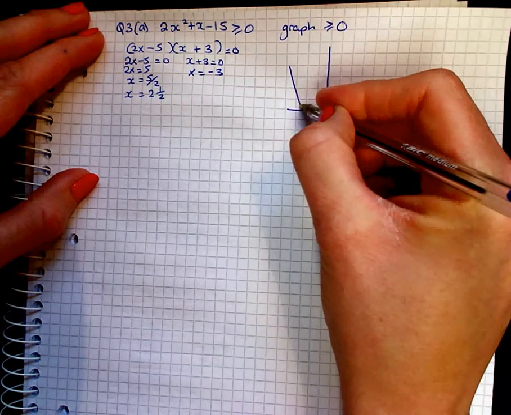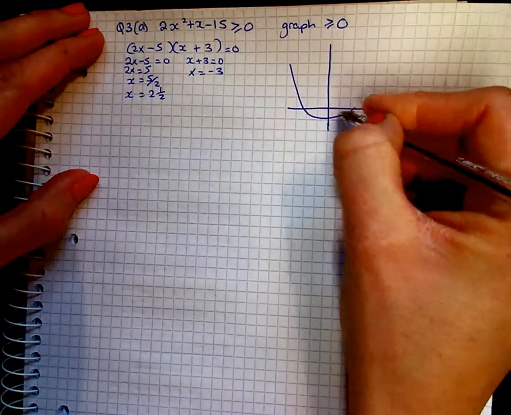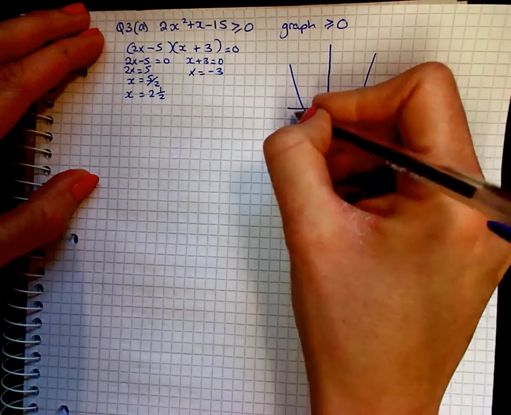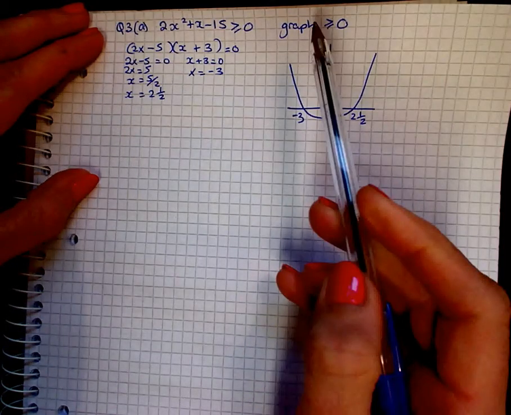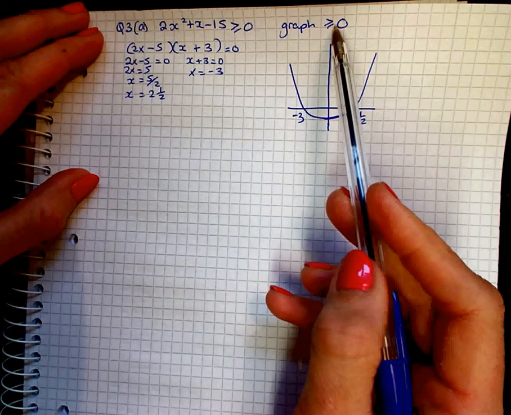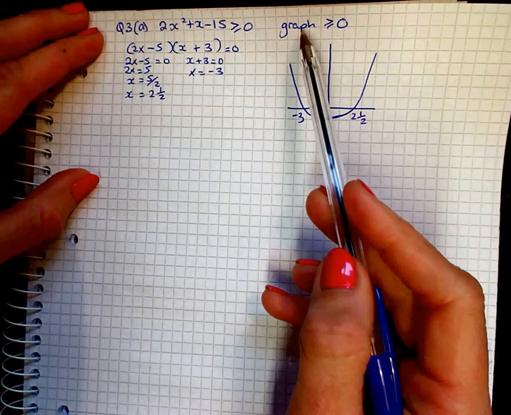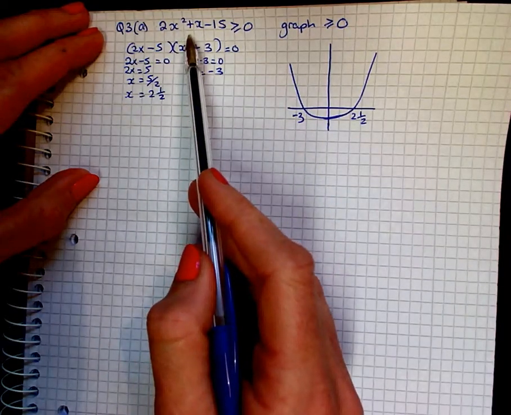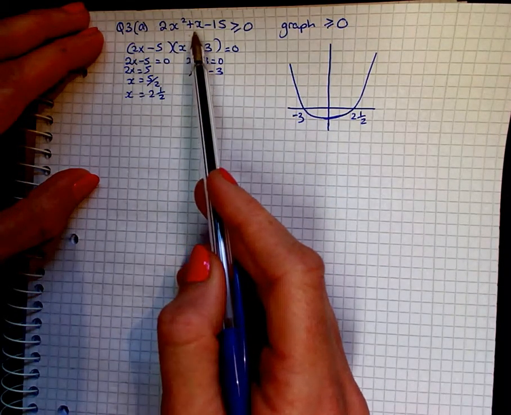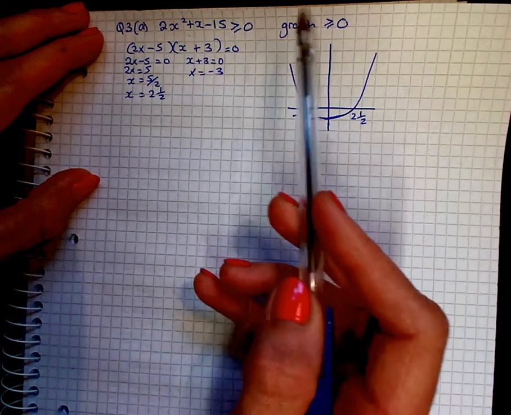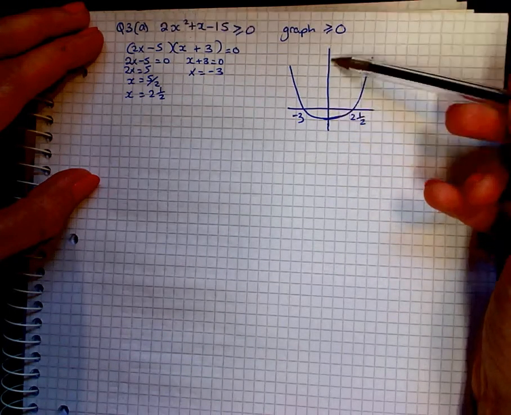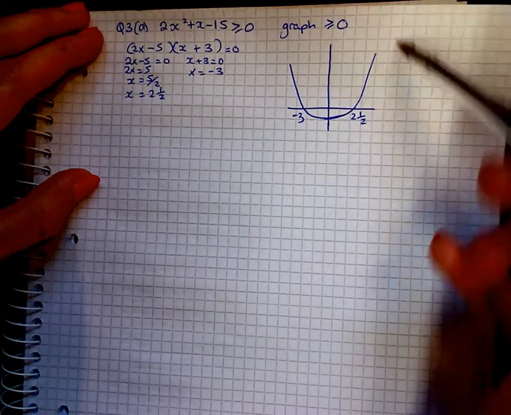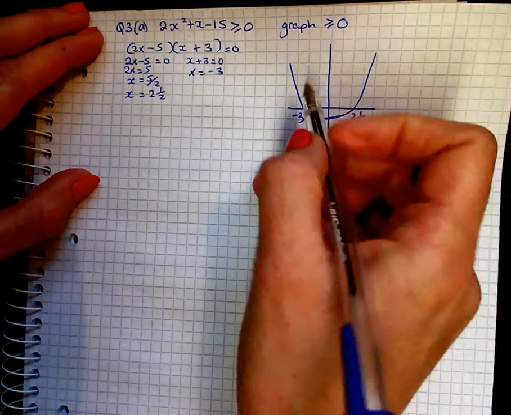Okay, so going something like that. So that's your minus 3 and that's your 2.5, okay? And the graph is greater than or equal to 0. The graph, remember, which is f of x, which is the same as y. So where are the y values greater than or equal to 0? So the y values are greater than or equal to 0 above the x axis. So my graph is above the x axis out here.